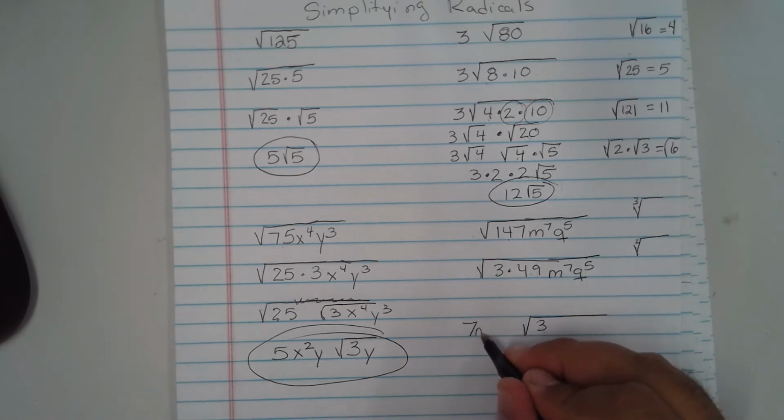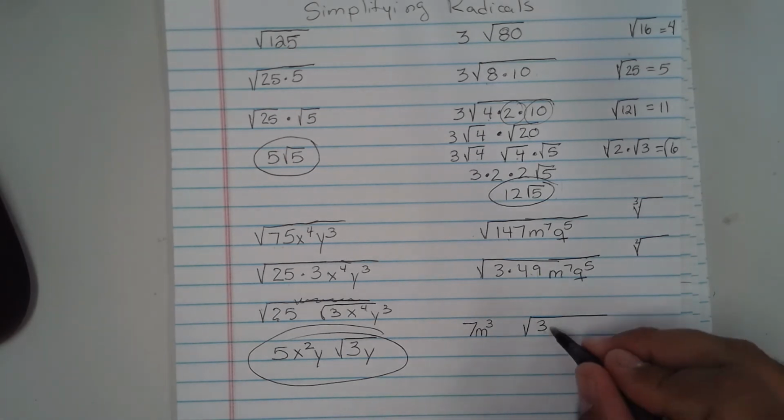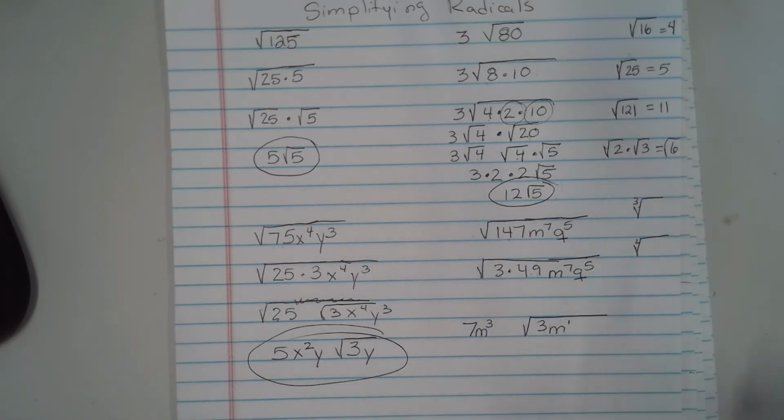3 times. That's how we get m to the 3rd. Well, what's left over? Think about it like subtraction. It's just m, just 1. Remember this? Here, that's just really a 1. You don't have to write it, but it's a 1.